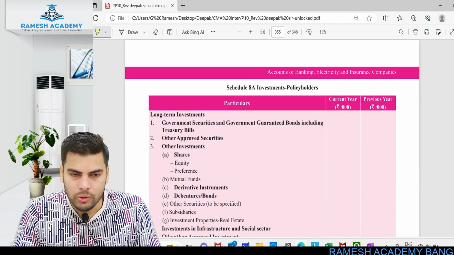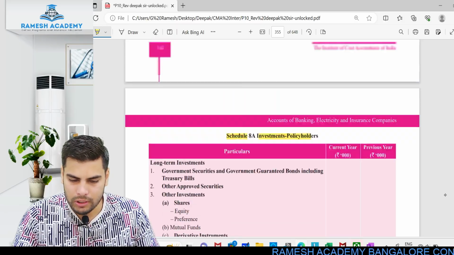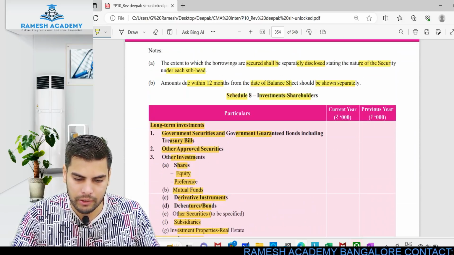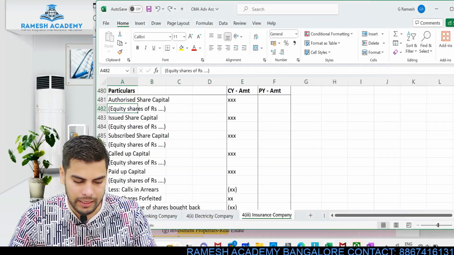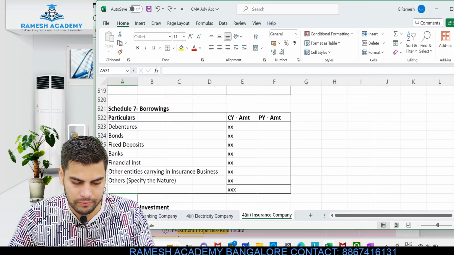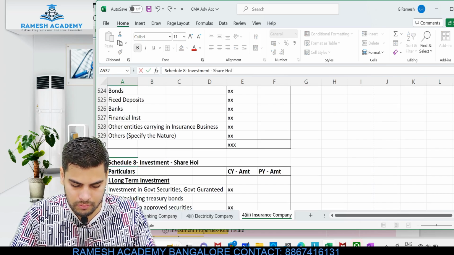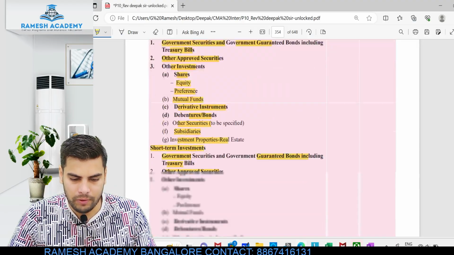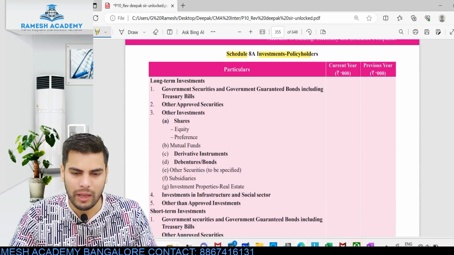Okay. So then we have got Schedule 8A. This is investment of policyholders. This was investment relating to shareholders. 8 was with respect to investment of shareholders. 8A is with respect to policyholders. So I'll just write it over here. Investment, shareholders. Same way, whatever investment you are making pertaining to policyholders, you will be showing the same. So exactly the same thing.